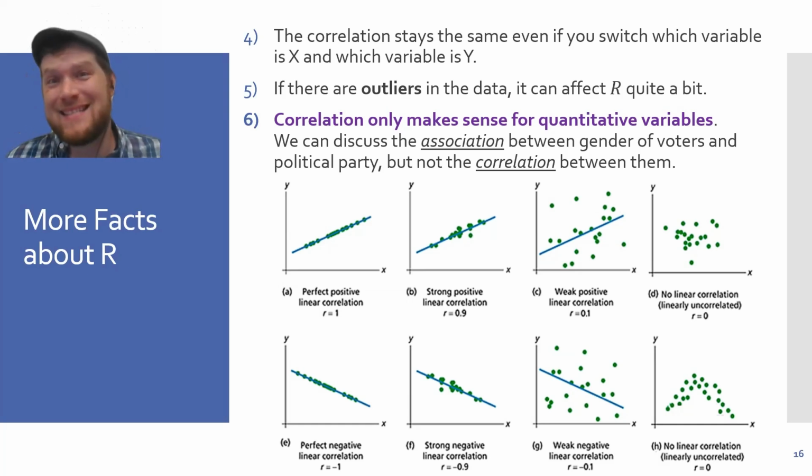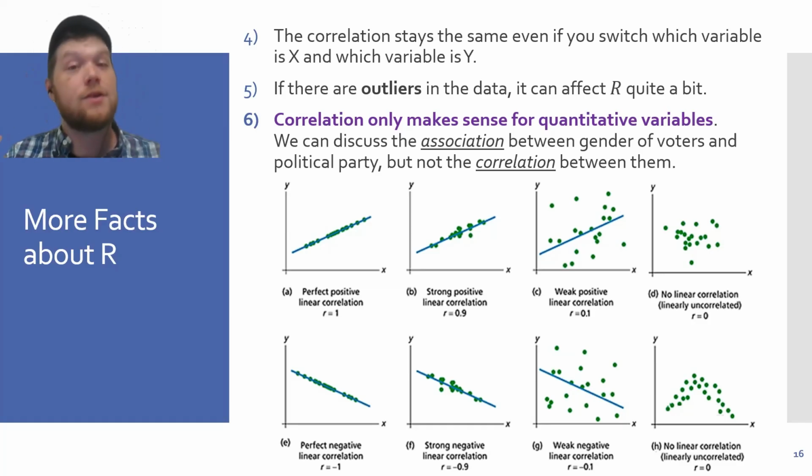That doesn't make sense because this whole ranking isn't legitimate. They're just categories, they're groups. So you can talk about an association, the relationship between them, but not a correlation, because we don't really have that sort of ordering that comes from these quantitative variables. So height and weight, that can have a correlation. The other, when you have a categorical variable thrown into the mix, not so much.